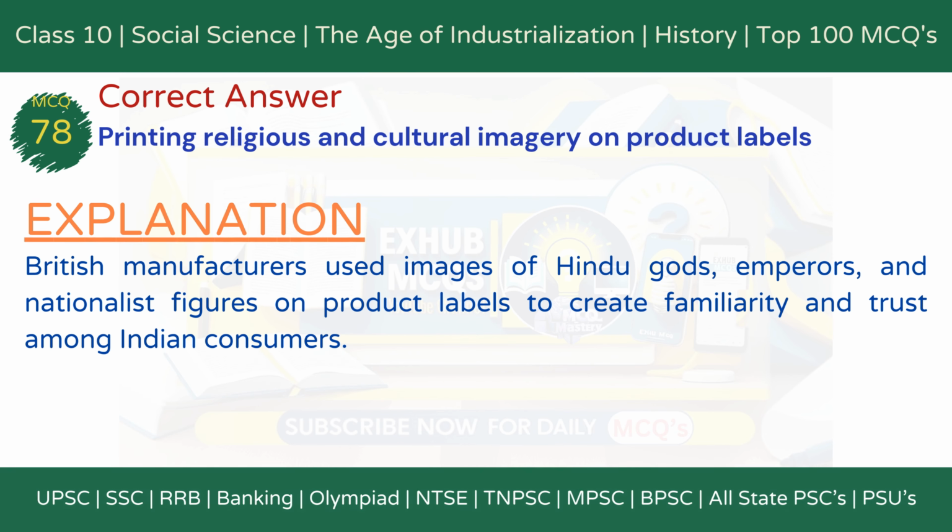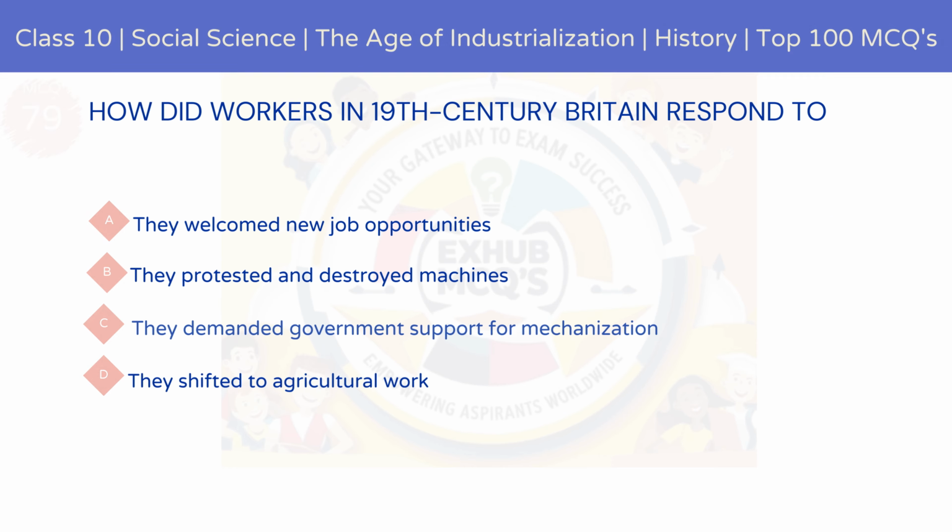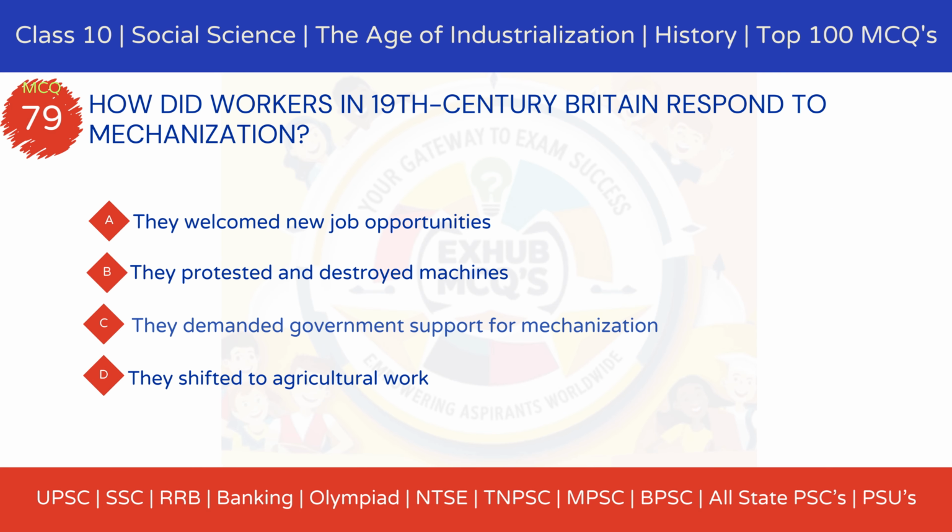The correct answer is option B, printing religious and cultural imagery on product labels. Explanation. British manufacturers used images of Hindu gods, emperors, and nationalist figures on product labels to create familiarity and trust among Indian consumers.